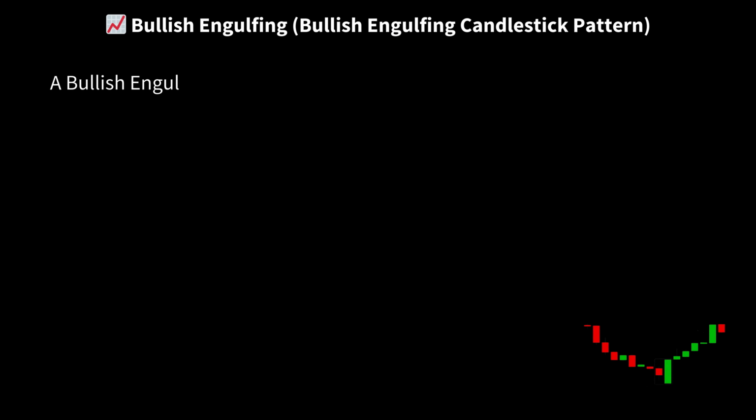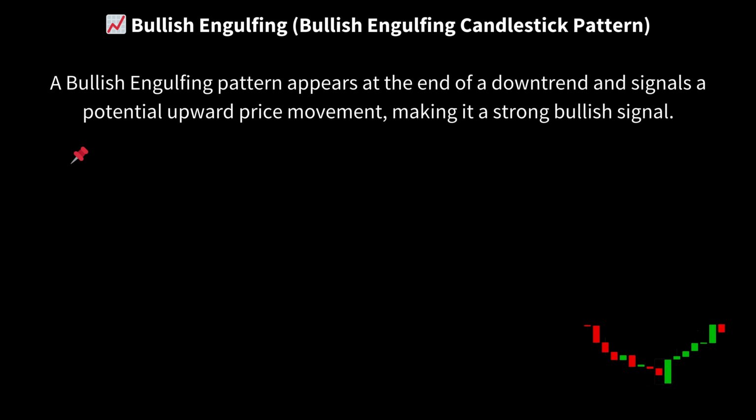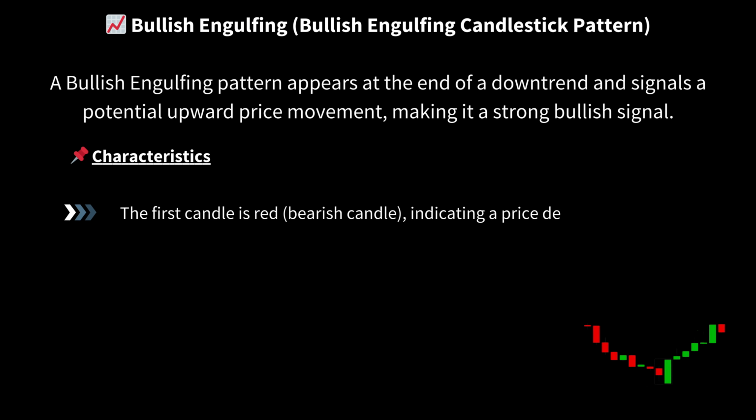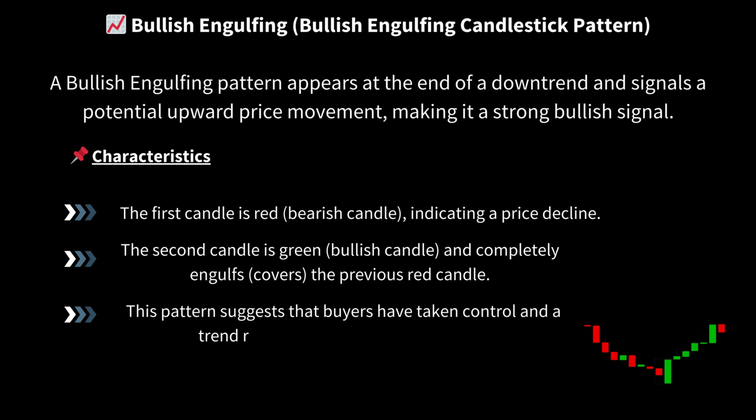Bullish engulfing candlestick pattern. A bullish engulfing pattern appears at the end of a downtrend and signals a potential upward price movement, making it a strong bullish signal. Characteristics: the first candle is red, bearish candle, indicating a price decline. The second candle is green, bullish candle, and completely engulfs, covers, the previous red candle. This pattern suggests that buyers have taken control and a trend reversal to the upside may occur.